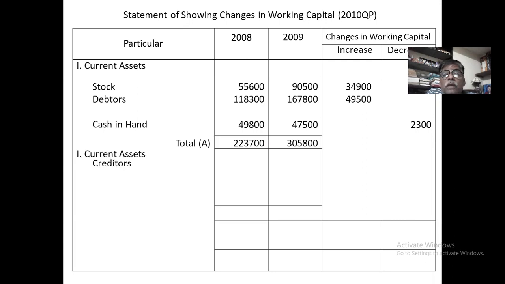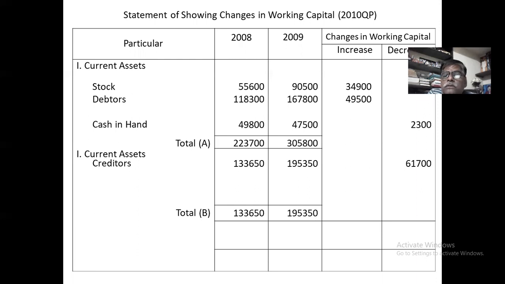Then you take the current liabilities. In the current liability, you take creditor. Creditor increase comes in the decrease column. Okay. Then the proposed dividend is there, provision for tax is there. Those two we will not take here because for two items adjustment is there. We have to prepare the account. Okay, prepare the account and take them to funds from operation and application. Okay.